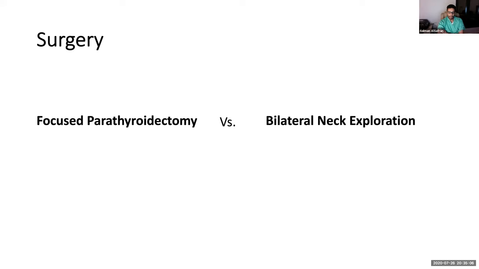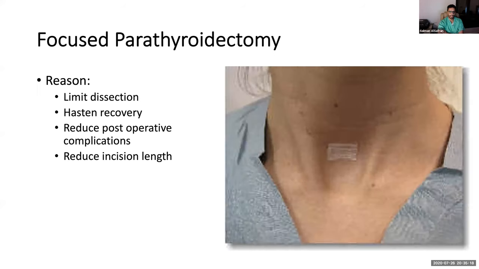And then once you have localized the parathyroid, you're going to take the patient to surgery. The question is, are you going to do a focused parathyroidectomy, or a bilateral neck exploration? Focused parathyroidectomy is just going to the culprit gland and removing it. This is the way I like it, the way I have been trained. I know other surgeons prefer the bilateral neck exploration. They have pretty similar outcomes when it comes to cure rate, with slightly fewer complications with the focused parathyroidectomy.